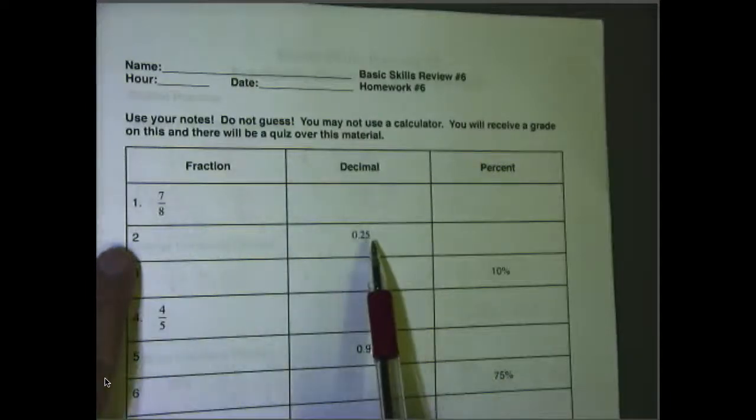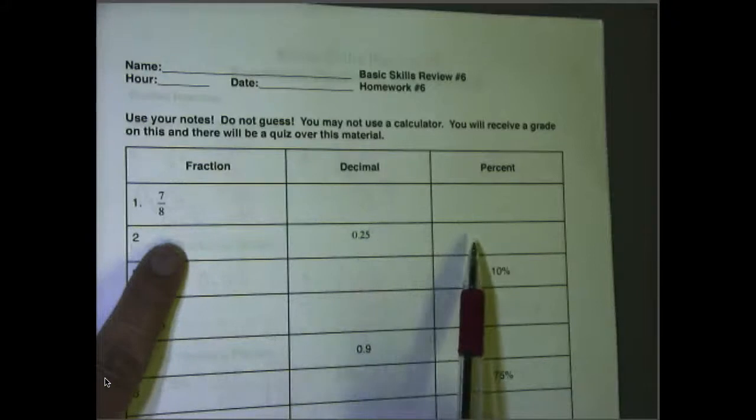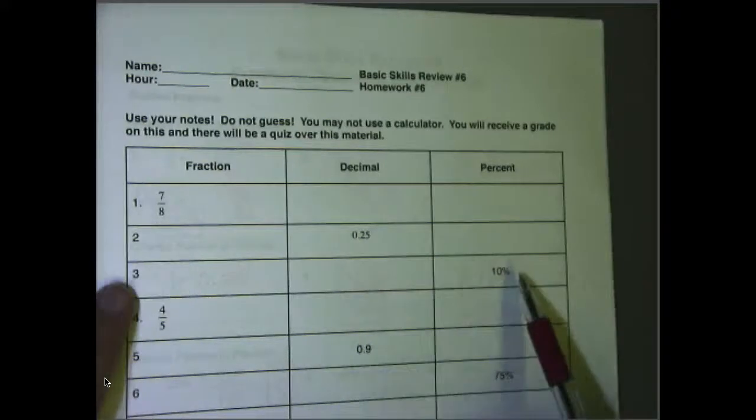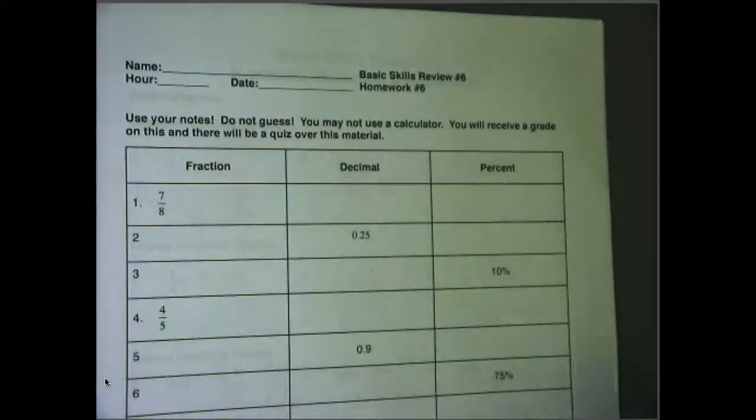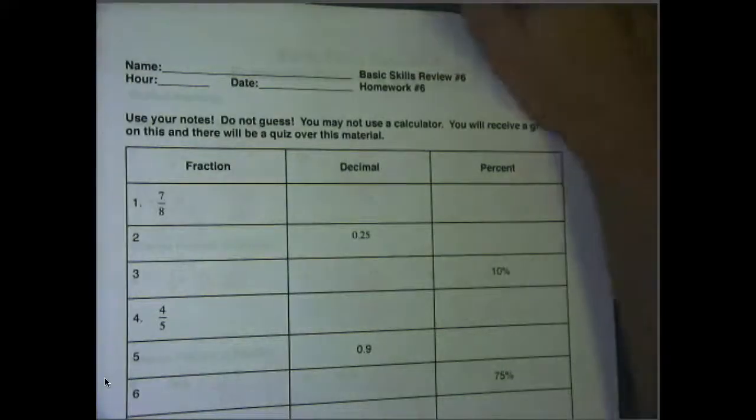Number 2, you have a decimal, 0.25 or 25 hundredths. Change it to a fraction, change it to a percent. Number 3, you have a percent, 10%. Change it to a decimal, change it to a fraction, and so on with 4 through 9. So take your time, get your homework done correctly, and then once you have done it to my satisfaction, you may move to homework number 7.